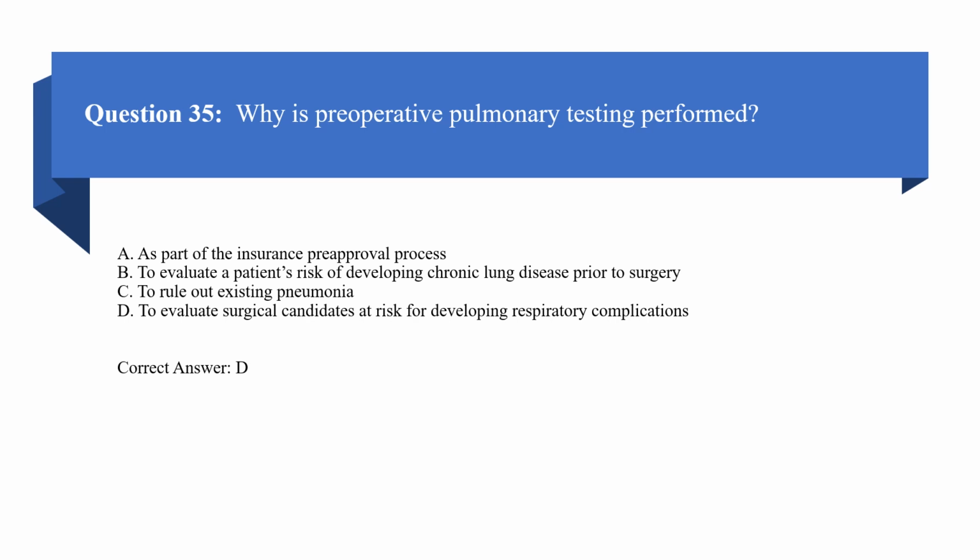And this one, again, if you look at the distractors and read them carefully, if a patient has pneumonia, there are going to be other signs and symptoms that they have that. Chronic lung disease before surgery, it sounds vaguely correct, but it's by far not the best answer. And A, as part of the insurance pre-approval process, rarely would it be anything like that. So the best answer by far is to evaluate surgical candidates at risk. They may actually be too diminished, so the preoperative pulmonary function testing may be so poor that they're ruled out for the procedure.